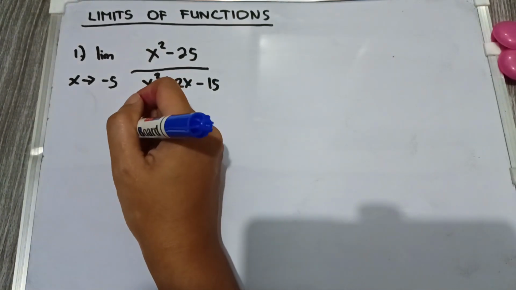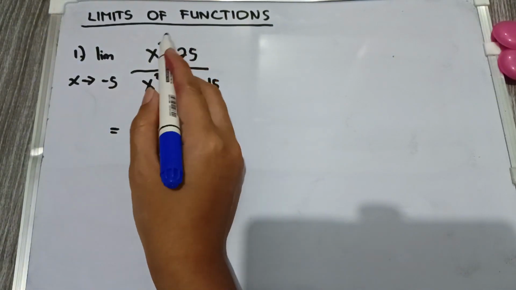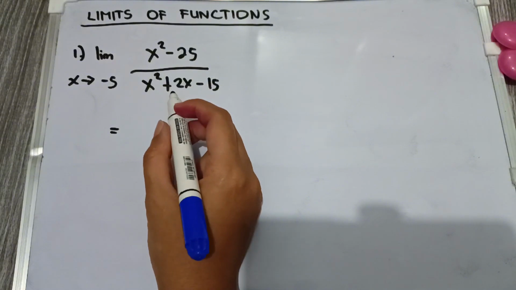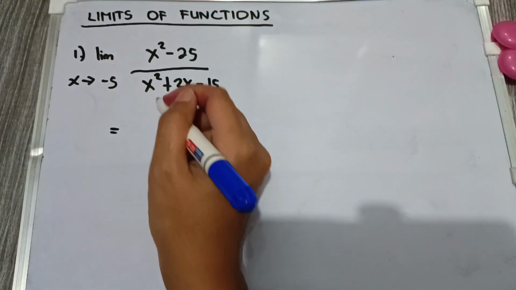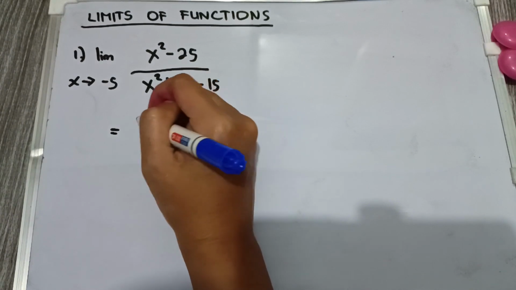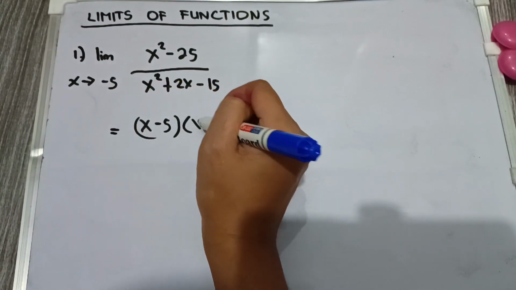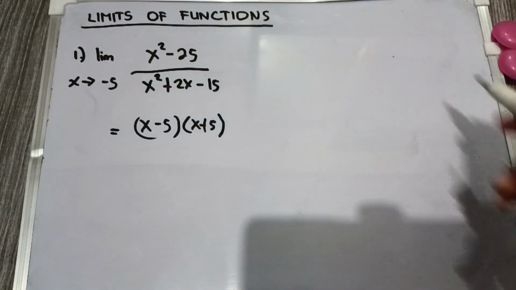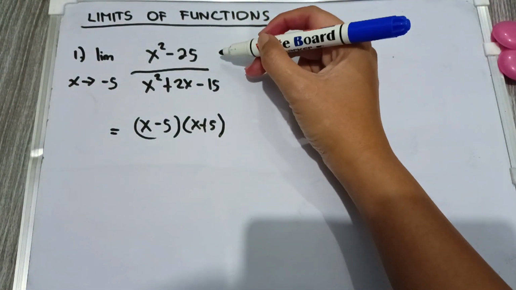So all we need to do is to factor this and this one. Now the factors of x squared minus 25 are x minus 5 and x plus 5. This is a difference of squares binomial.